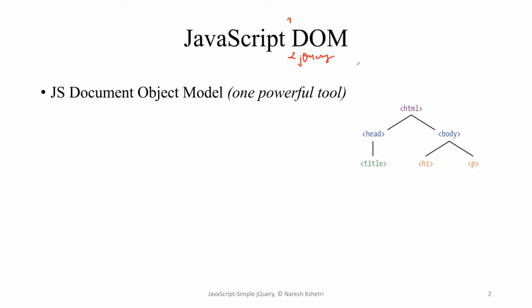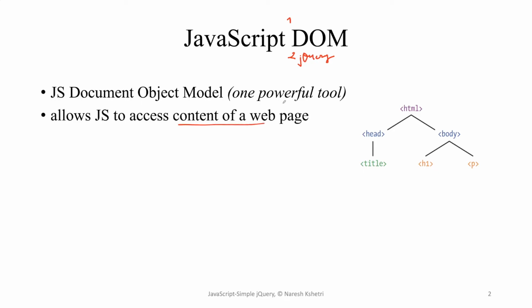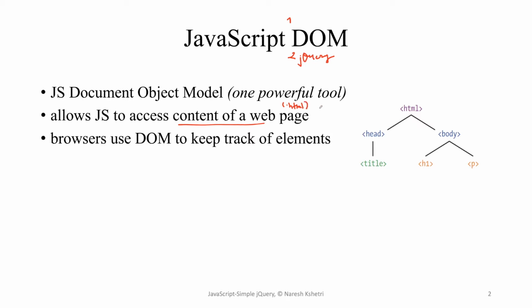As the name suggests, it is the Document Object Model. That is one powerful tool described by JS to access the content of the web page. Here, by the content of a web page we generally mean the content of an HTML page, and it can be other web pages too. Because our browsers, say for example Google Chrome, use the DOM to keep track of the elements.